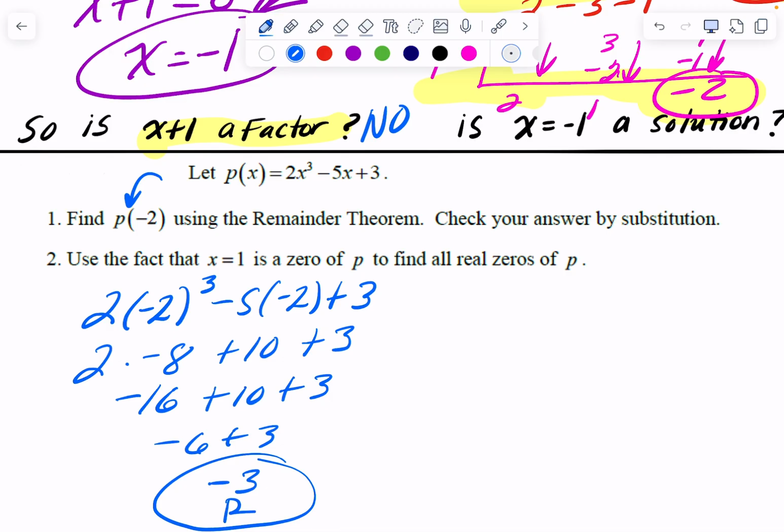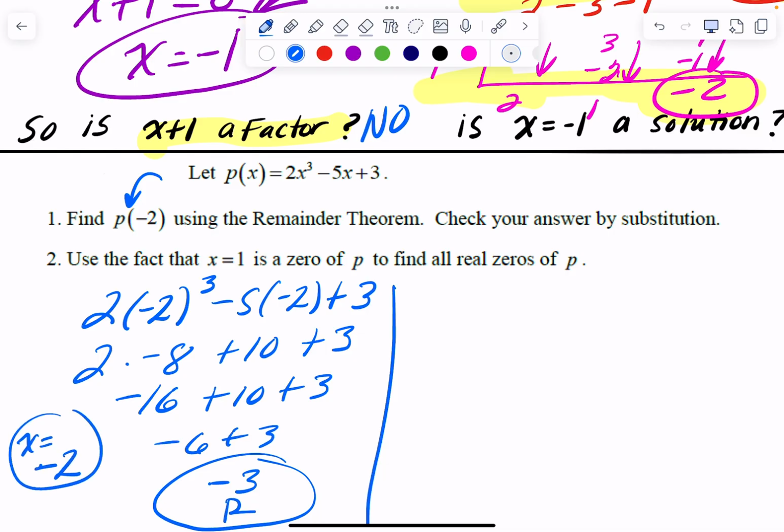So the question is, is x equals negative 2 a solution to this polynomial? No, the remainder wasn't 0. They forced you to do it with the remainder theorem. I freaking hate the remainder theorem. I'd way rather do synthetic division.